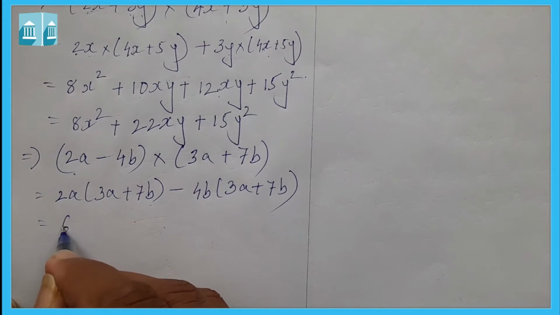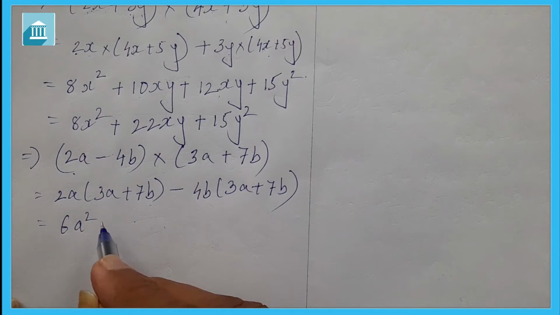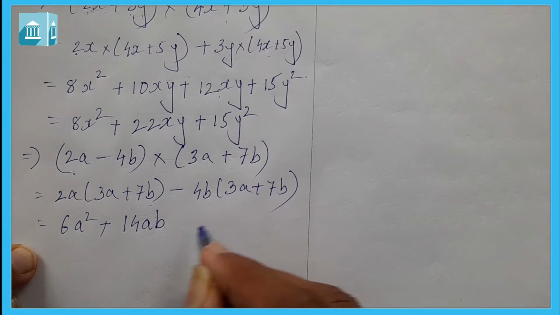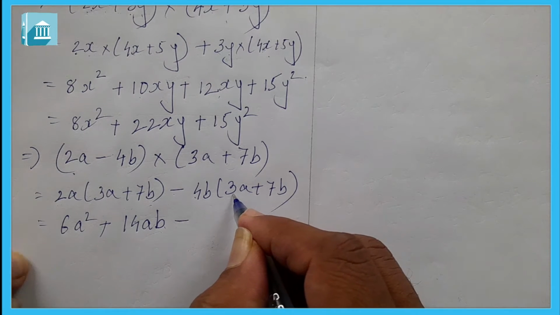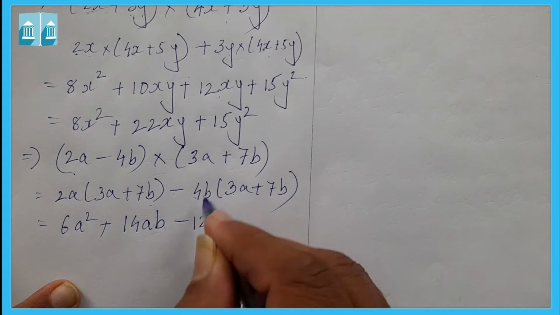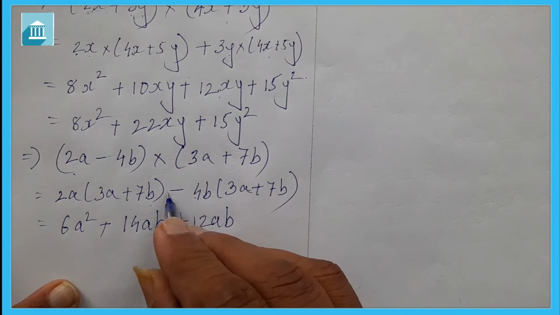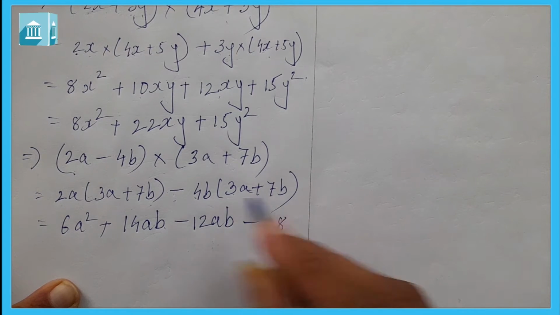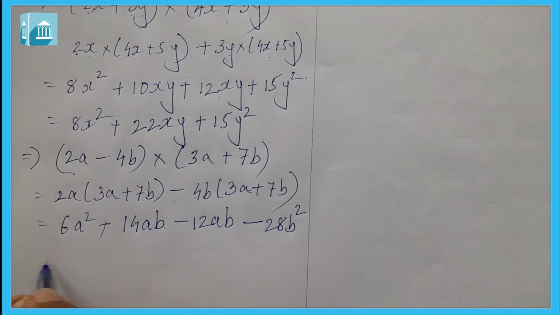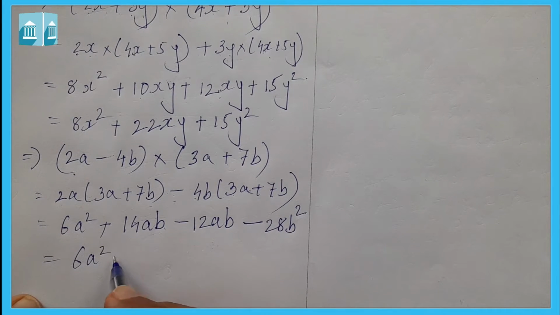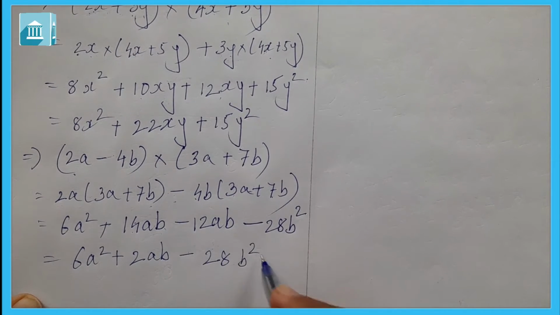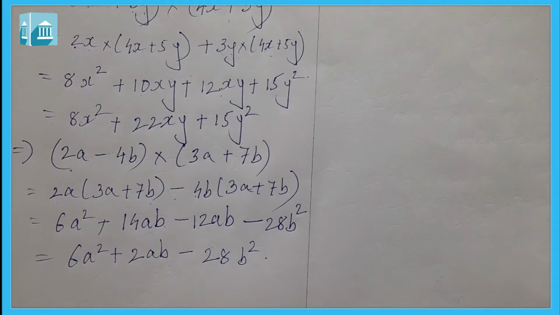So 2a into 3a is 6a square, 2 3s are 6, a into a is a square, plus 2 into 7, 14ab, minus 4 into minus 3, that is plus 12, a into b, so ab. Then again here is minus into plus, so minus 4 into 7, which is 28, b into b, that is b square. So the answer is 6a square plus 14ab plus 12ab, so plus 26ab minus 28b square. So in this way we will get the answer.